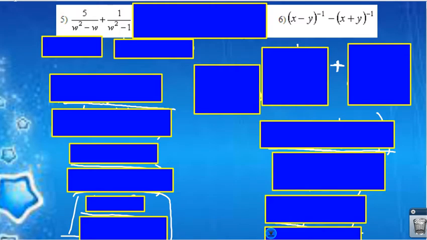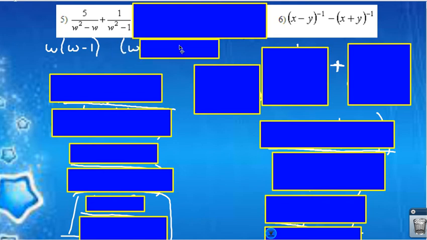For number 5, here's where we're starting to get into factoring first. For our first fraction, our denominator is w squared minus w. You can factor out a common w, and you'd be left in parentheses with w minus 1. For the second fraction, that is the difference of perfect squares, you're left with w plus 1 and w minus 1. So as you're looking for the LCD for these two particular fractions, this one has a factor of w minus 1. This one has a factor of w minus 1 and w plus 1.